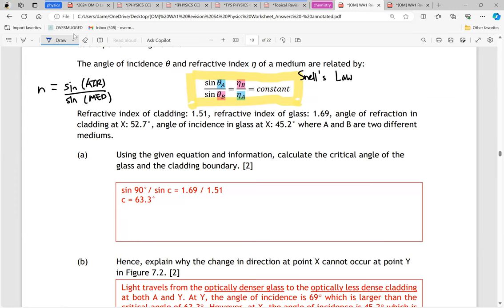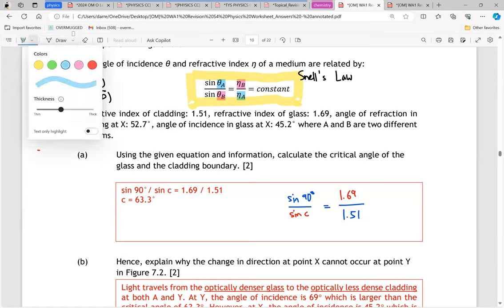Going back to this formula over here. If I want to let this sine theta A be my cladding, this will be sine 90, right? Because the angle in the optically less dense medium must be 90. This N_A, or refractive index of A, should be for the cladding, which is 1.51. So I'm just putting in the numbers. We're not doing anything special here. Critical angle would then be the angle in B. So I let this be sine C. And the refractive index in my glass is 1.69. So this is a direct application of the formula that we see over here.